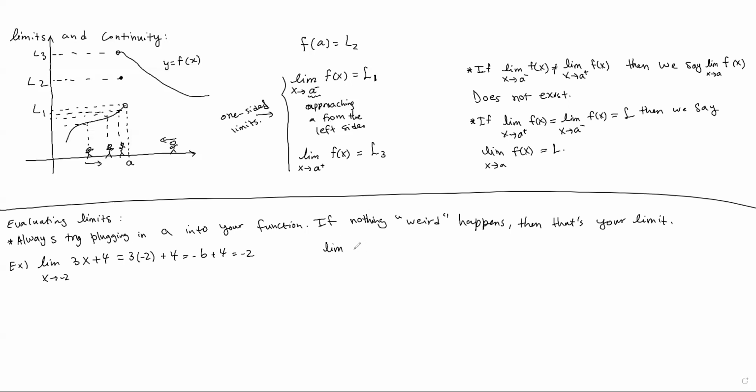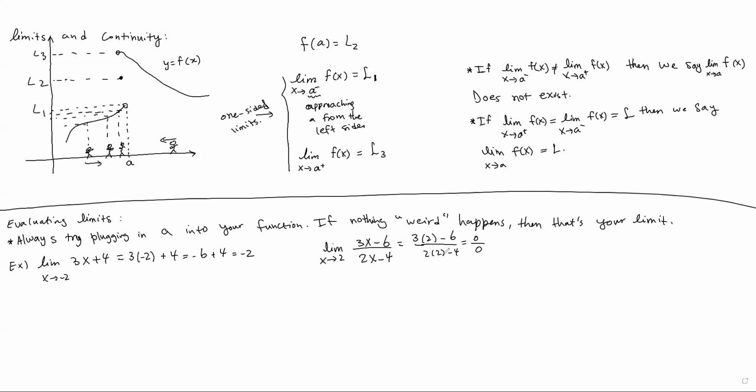But let's say instead you have something like this. You have the limit of 3x minus 6 over 2x minus 4 as x approaches 2. Well, the weird thing that happens is if you plug in 2 in here, you see 3 times 2 minus 6 over 2 times 2 minus 4, which just gives you 0 over 0. That's something weird. That's something that should not happen in math. You should not have 0 over 0.